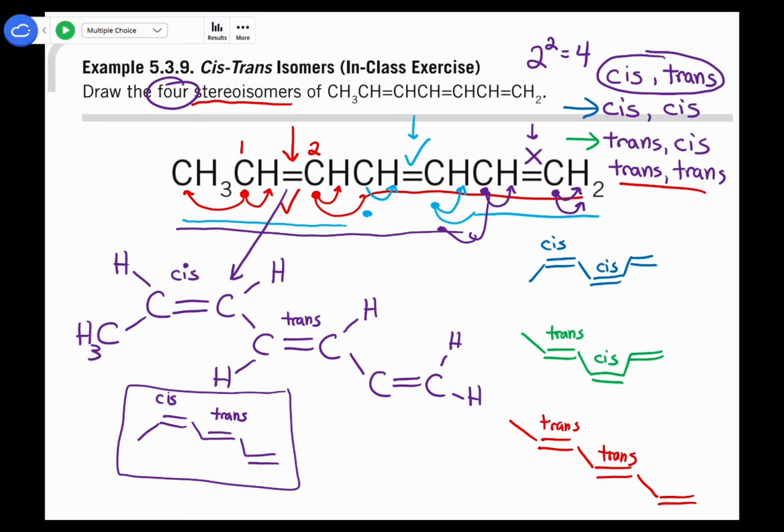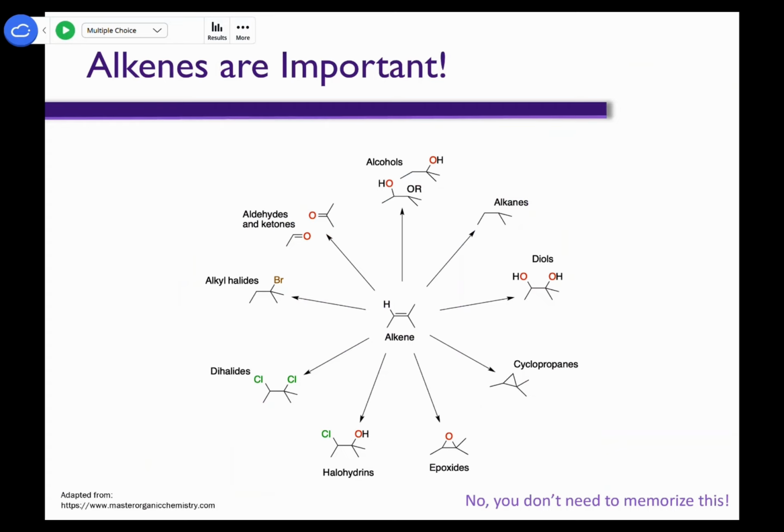Okay, I'm going to leave that up on one slide in case you're still writing there, because we are going to chat a little bit about why we're talking so much about alkenes. You probably already know this, but alkenes are very important. Alkenes, these double bonds tend to be quite reactive, and you could do all sorts of different reactions, organic reactions, to produce all sorts of different types of molecules because you started with that carbon-carbon double bond.